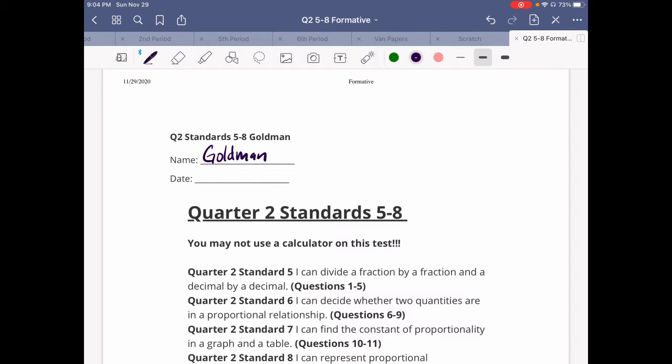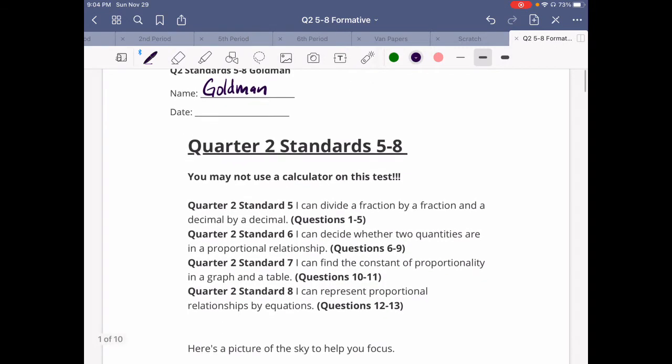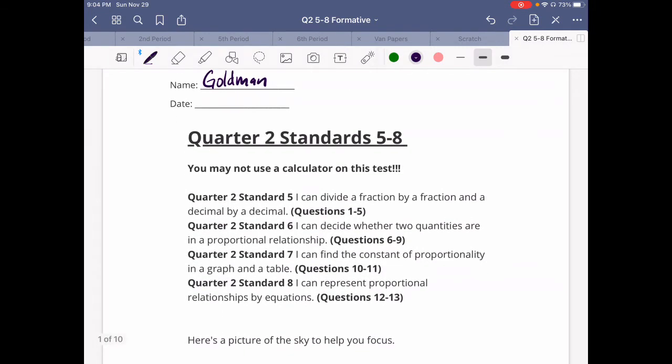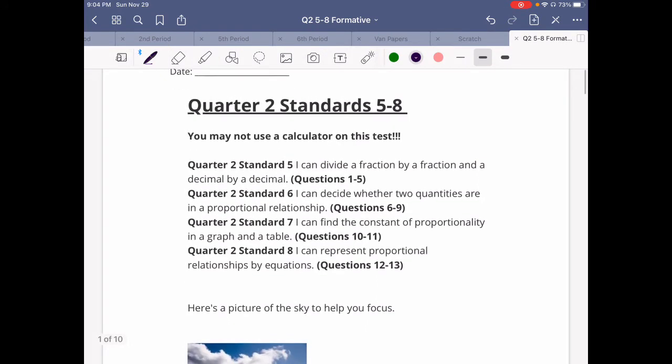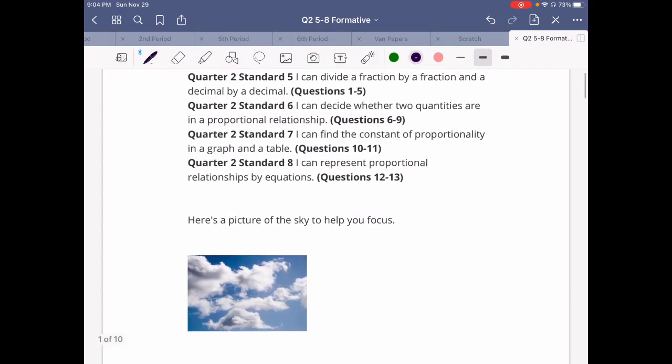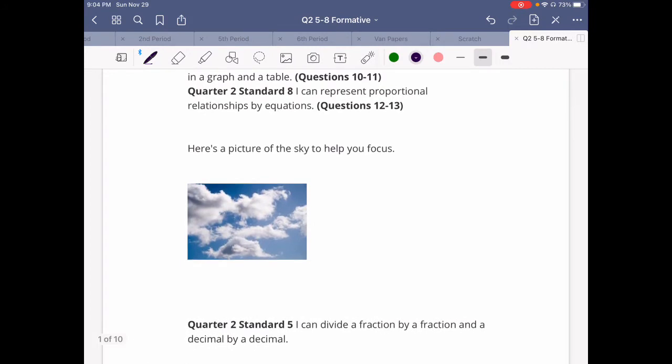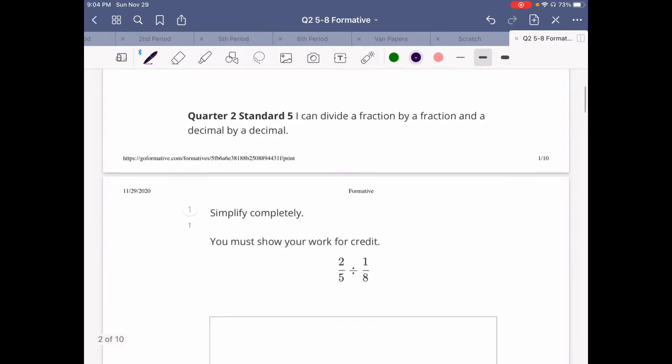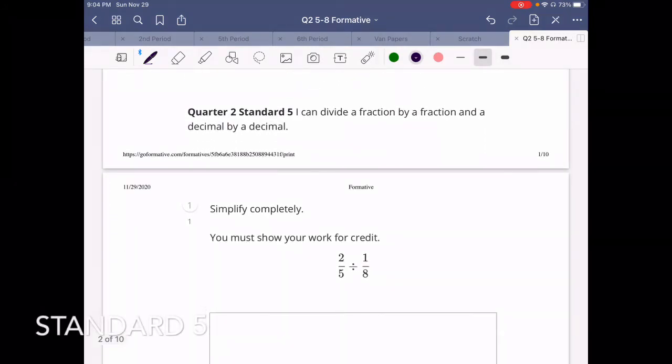Hope you all had a wonderful break. But this is exciting. Let's go. Get back into it. Some of you may remember you took a test before break, quarter two, standards 5 through 8. No calculators. There's a picture of the sky. That's nice. All right, standard 5: I can divide a fraction by a fraction and a decimal by a decimal.